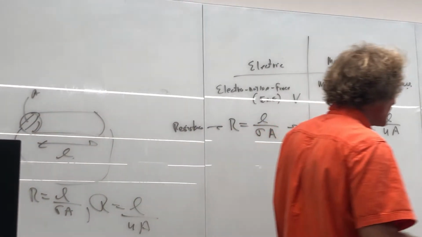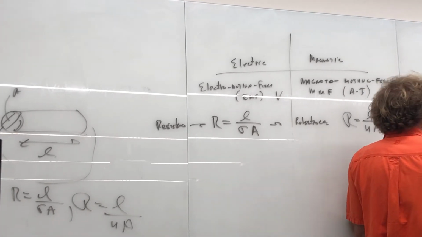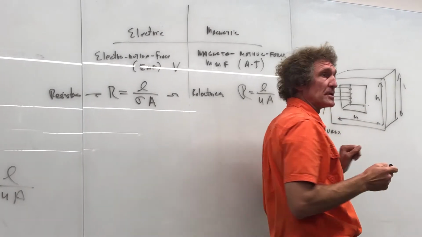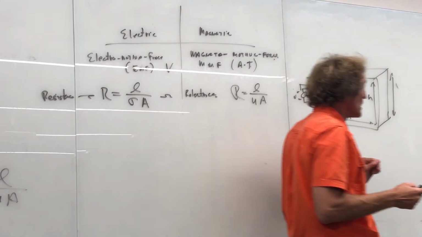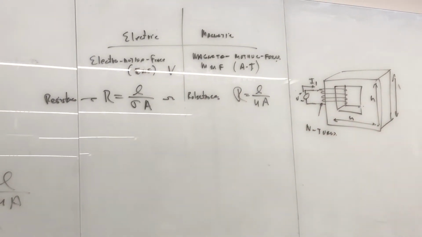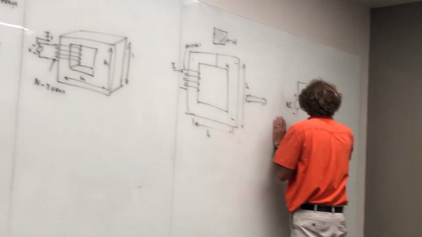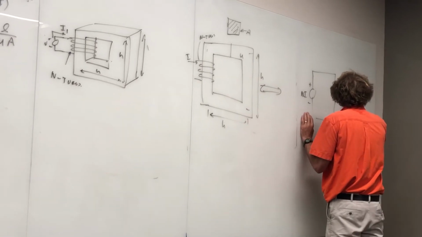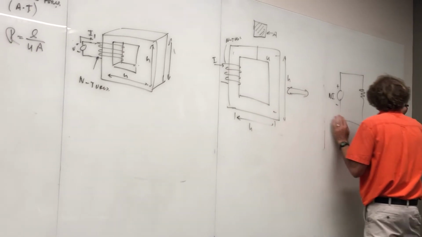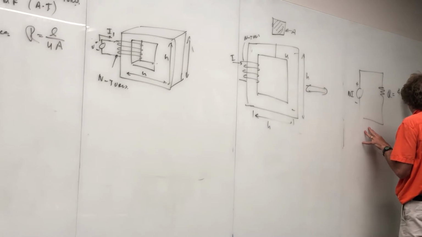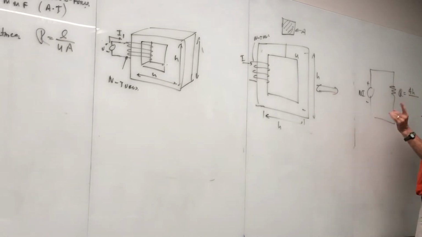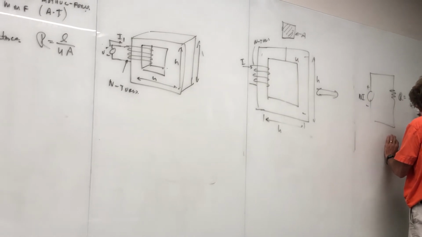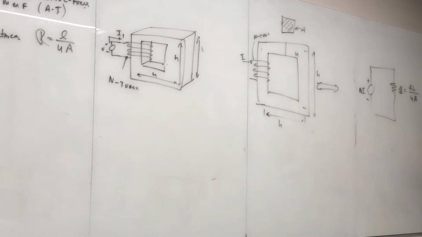Now here, I want you to take a look at this. I've got this MMF, right? But what's the total length? Well, it would be 4h, wouldn't it? All the way around it. So now I'm going to put a reluctance here. And the symbol is the same as resistance, unfortunately. And that reluctance is going to be equal to, it's a script R, 4h divided by the cross-sectional area, which is just A, and it's inversely proportional to mu.